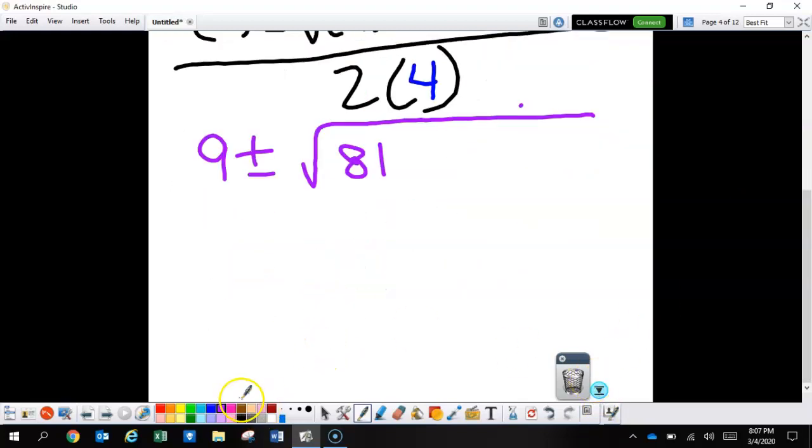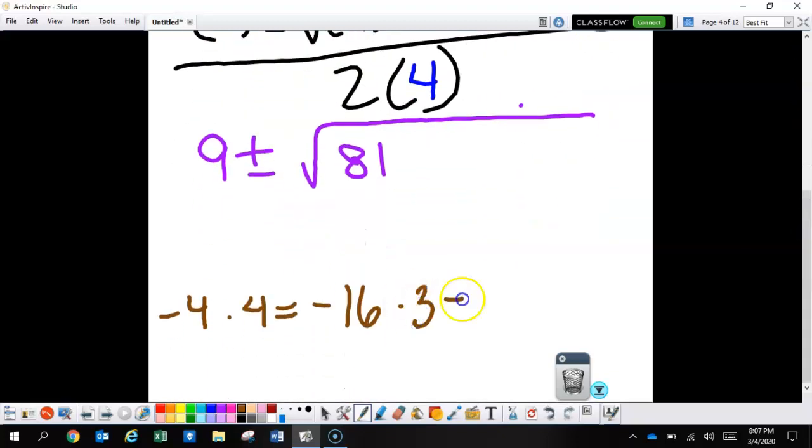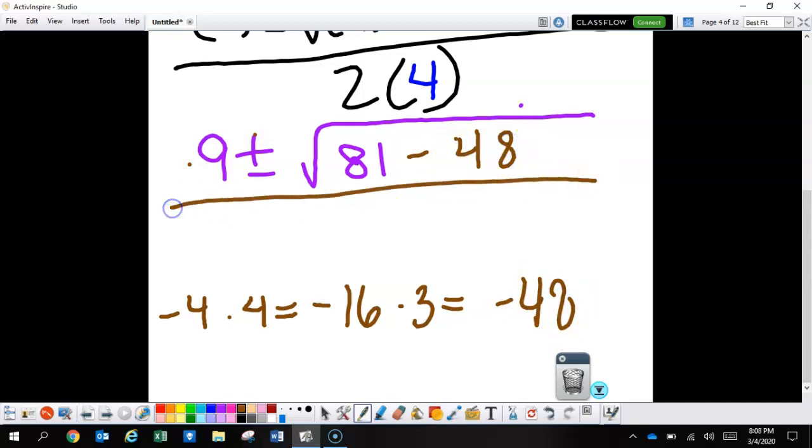So we have negative 4 times 4 is negative 16. And then that has to multiply 3. And 3 times 6 is 18. 3 times 1 is 3. Times plus 1 is 4. So that would be negative 48. So that's minus 48, all over 2a, which is 2 times 4, which is 8.